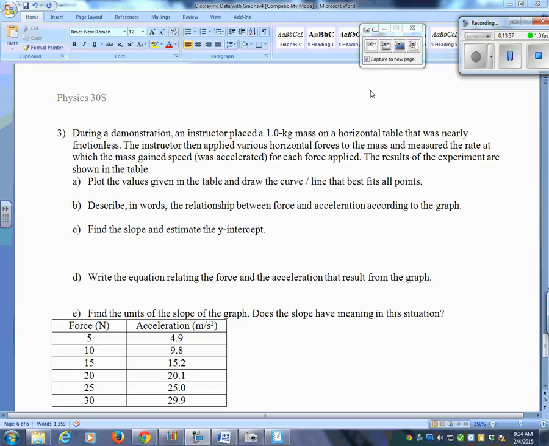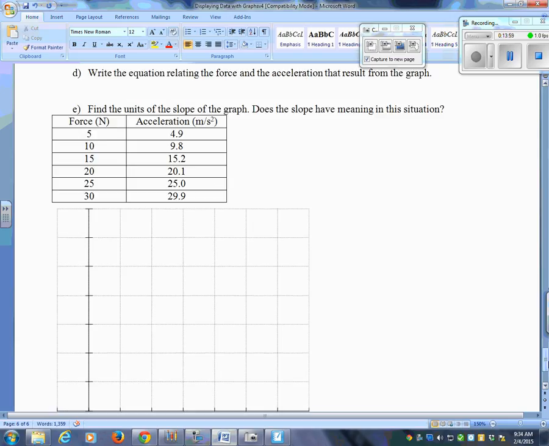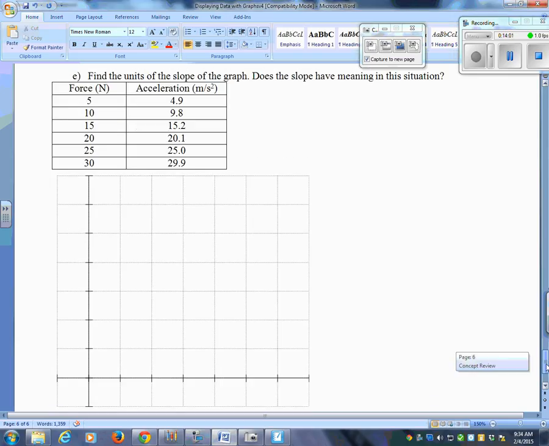Which one did he manipulate? Which one did he change? He changed the force and then he measured the acceleration. So that's why the force is the x and the acceleration is the y. Plot the values given in the table and draw the curve or line that best fits all points. Oh yes, and I can see here that it will be, oh yeah, I got to do this, don't I?